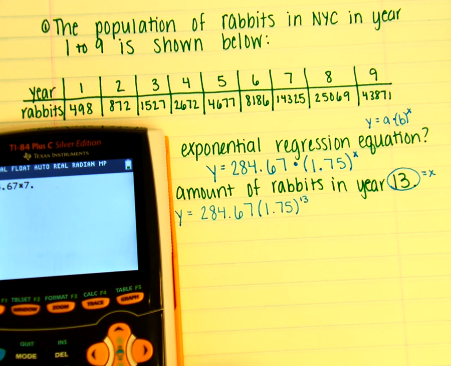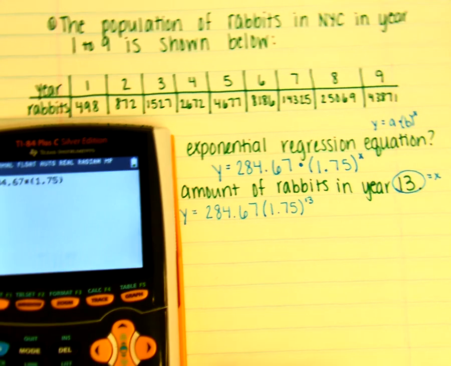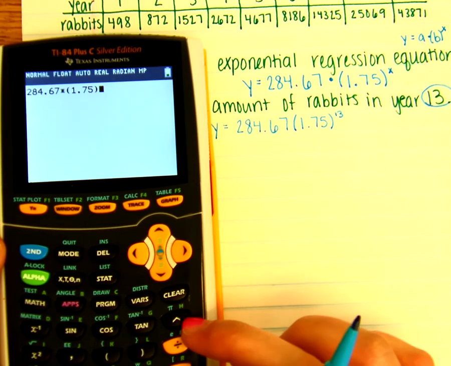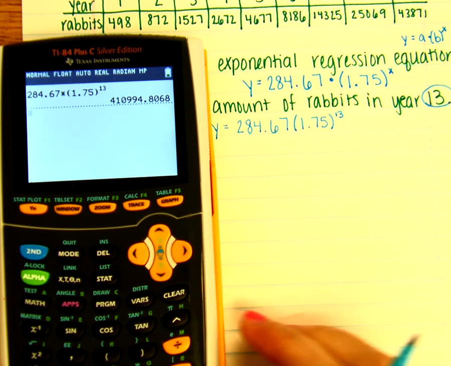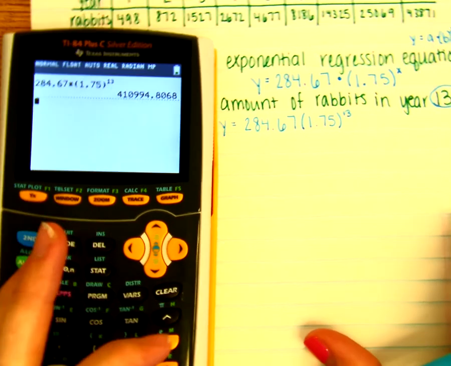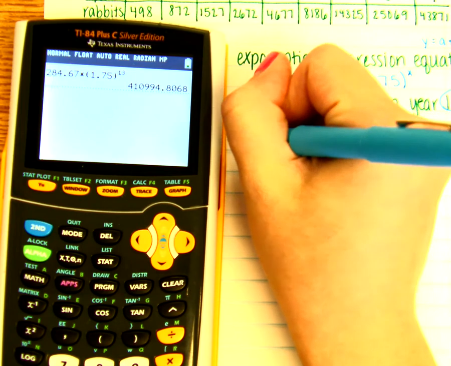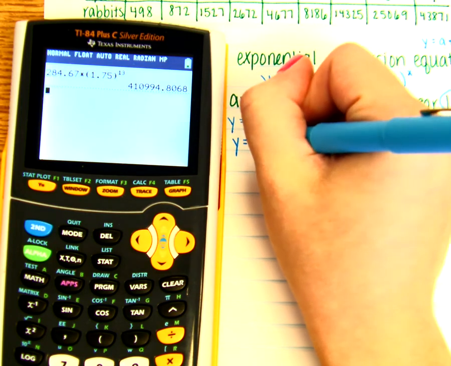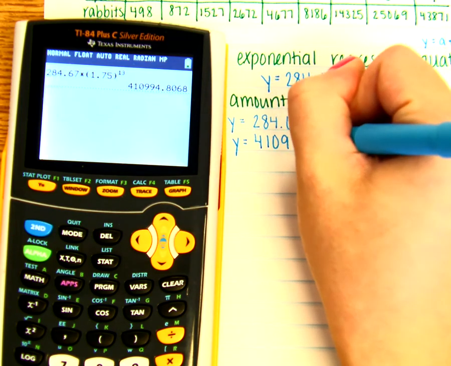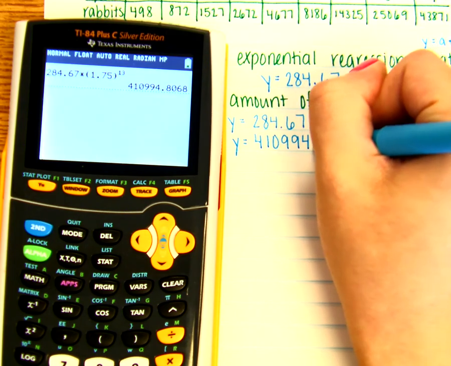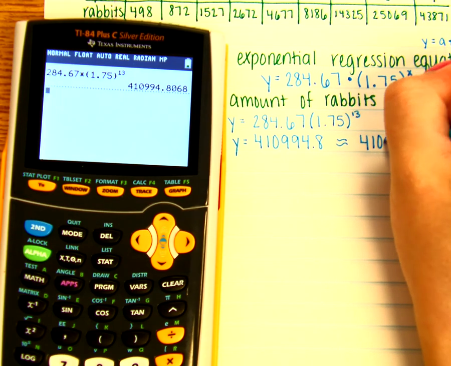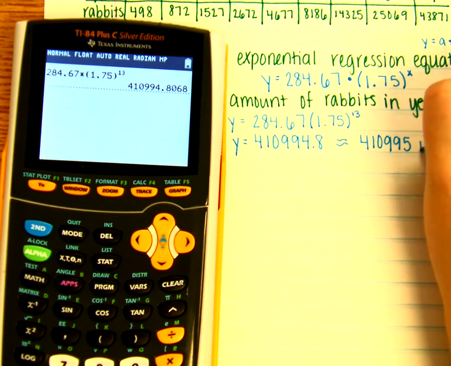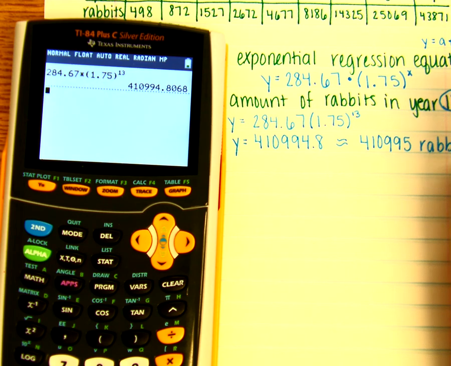And you can put the times here if you want, but just make sure that this is in parentheses. And you're going to have to use your caret button that's right above the little division symbol to get that exponent, 13, and hit enter. And we can round this to the next whole number, okay, because we can't have 0.8 of a rabbit. So 410,994.8 would round us to 410,995 rabbits, because that's what we're talking about.